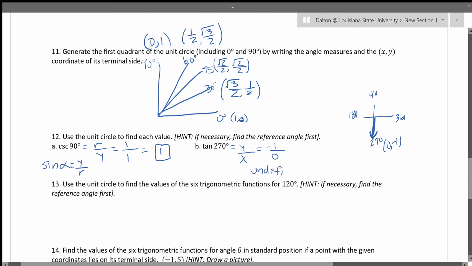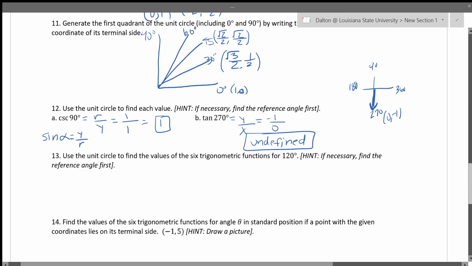And think about that for a second, guys. We said that tangent was slope. So the slope of this line here, it's a vertical line, which you knew coming into this class already, that vertical lines have undefined slope. So there's the trig proof behind that.